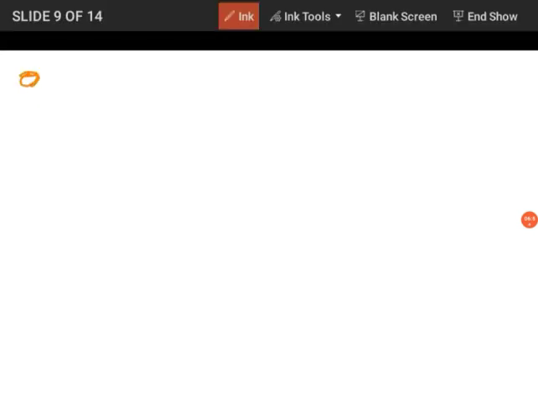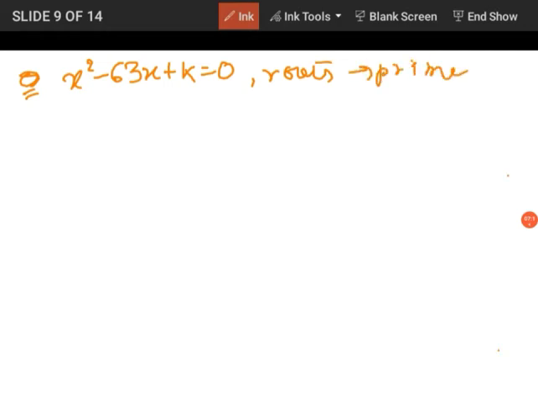is something like this. If the equation x square minus 63x plus k is equal to 0, this quadratic equation has roots which are prime, both the roots are prime, then find the value of k. For how many values of k will the roots be prime? This is the question. If roots are prime, find values of k. Pause the video and try to solve this.